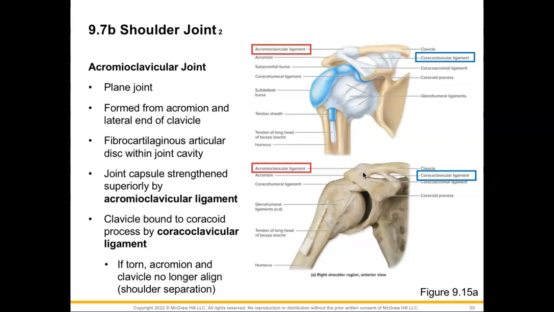And our clavicle is bound to the coracoid process here, or in our illustration, it's over here, by the coracoclavicular ligament. So you can see this ligament in here. And in the situation where this is torn, the acromion and the clavicle no longer align, and we start to see a shoulder separation take place.